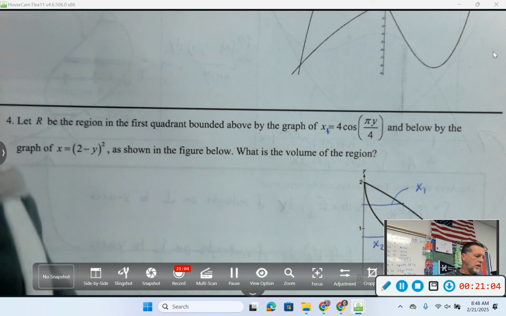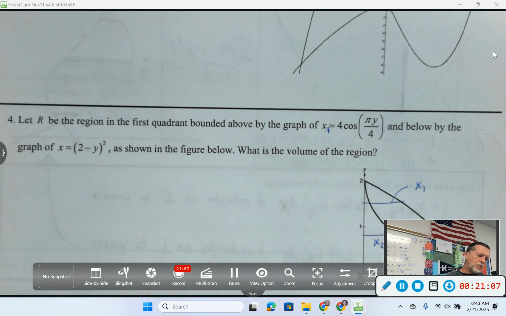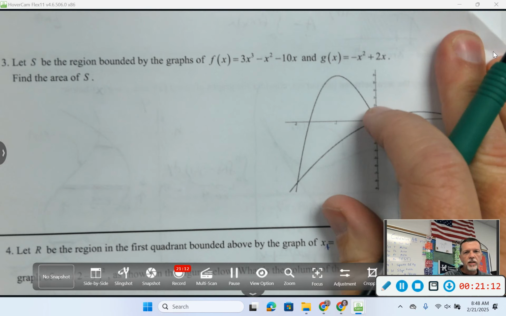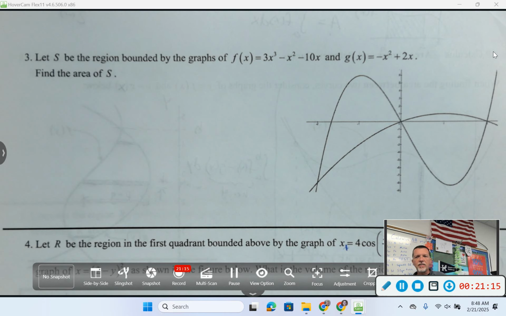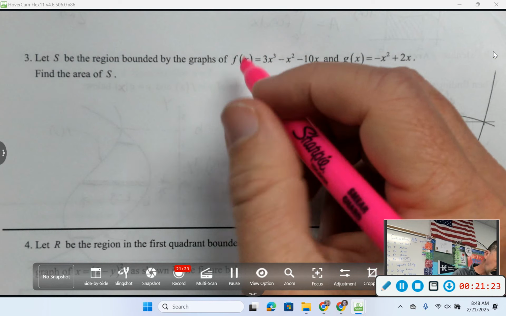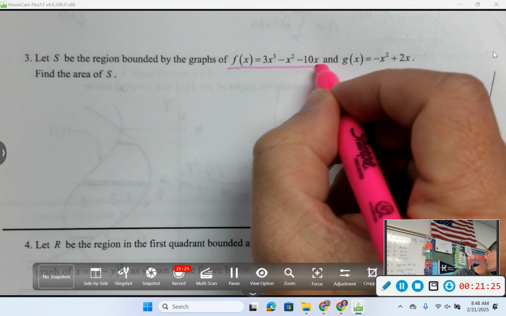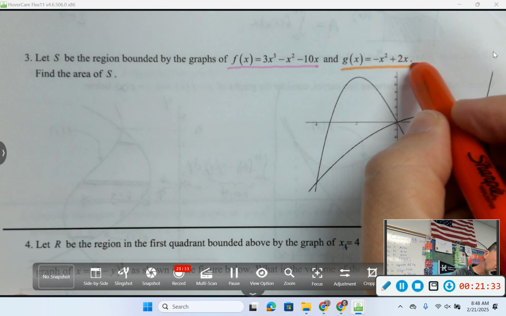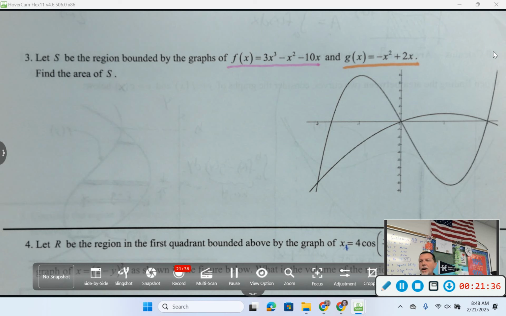Number 3. Let S be the region bounded by the graphs of f of x is 3x cubed, g of x is a negative x squared. Find the area of S. How do I know which one is which? It didn't tell me which one. It gave me a picture, which I guess is nice. But how do I know which is which? Now, if you had a calculator, you could graph them and find out. But I think this one's easy enough to figure out who's who.